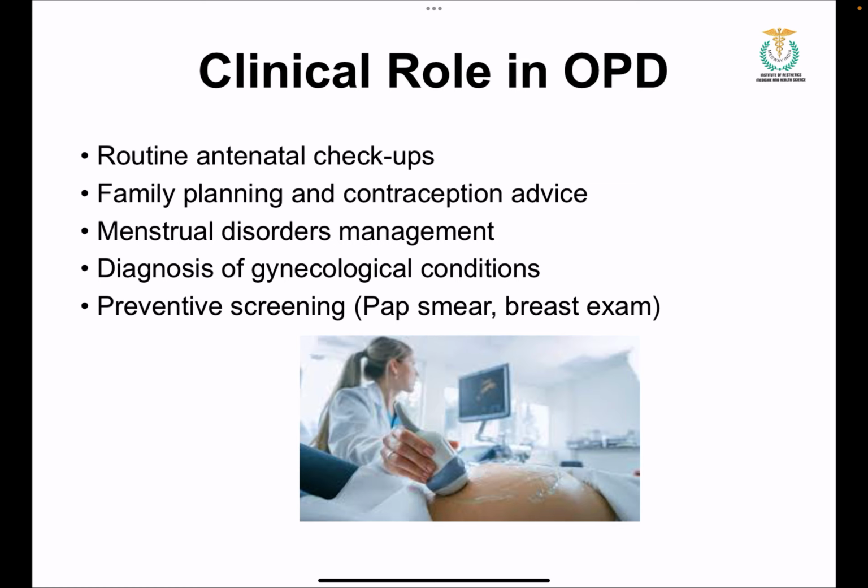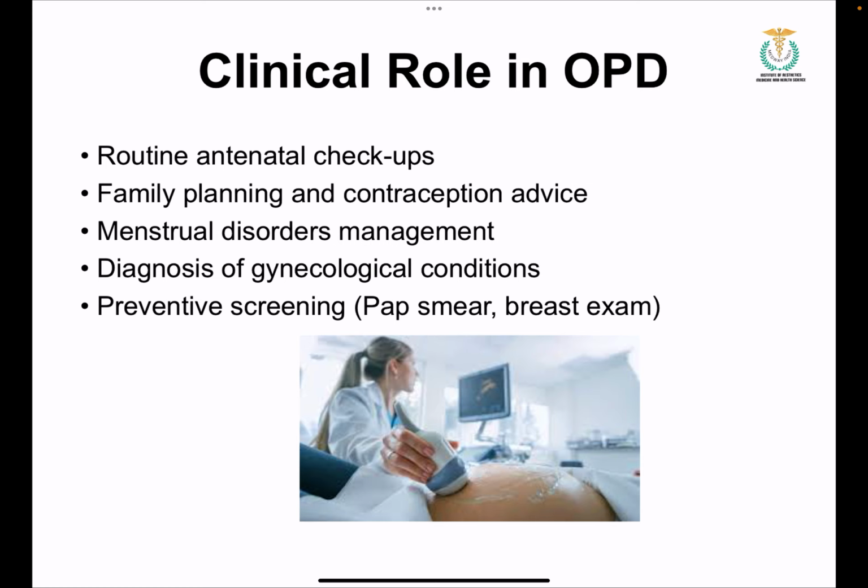Next is the clinical role in OPD. What is the role of an OBGYN in OPD clinically? In the OPD, the OBGYN has the maximum interaction with patients. The focus is on early diagnosis, preventive medicine, and continuity of care. First is routine antenatal checkups, which monitor weight, blood pressure, urine for protein, hemoglobin, and fetal growth.